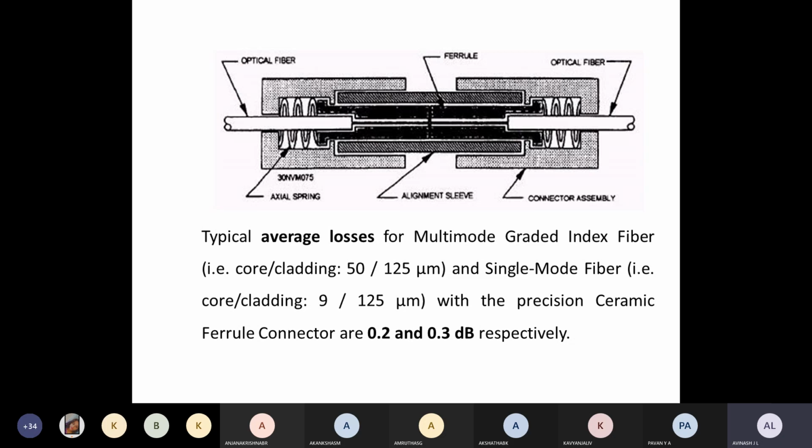Now, typical average losses for multimode graded index fiber and single mode fiber with the precision ceramic ferrule connector are 0.2 and 0.3 dB respectively. This is one of the physical properties. Please make a note of it. This particular diagram, all of you.